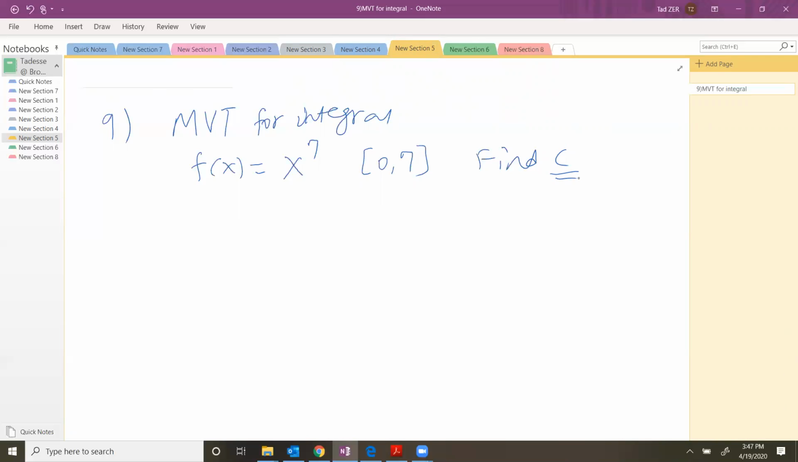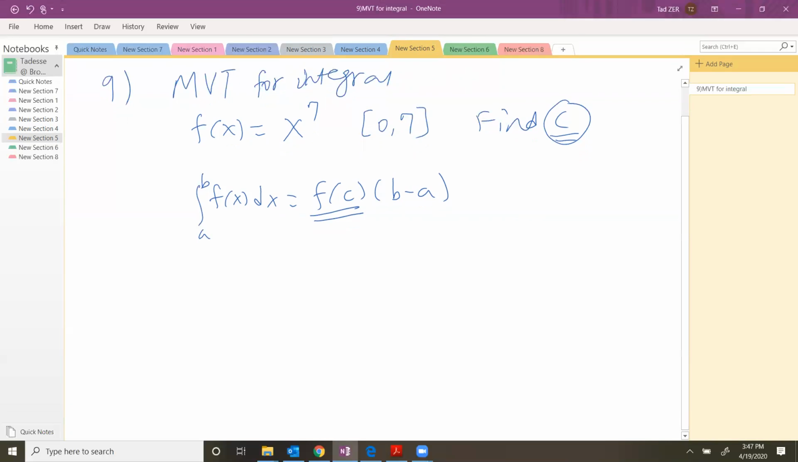It says if you have a continuous function on a closed interval, then there is a number c such that the integral from a to b of f of x dx will be equal to what? The value of the function at c times b minus a. And by the way, this f at c, we call it the average value. Okay, we'll see that in the next example. All right, so let's do that now.